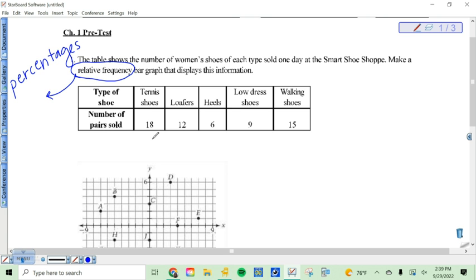Add them all up. Let's add them all up. What's 18 and 12 equal? 30. And what's 6 plus 9 equal? 15. And what's 15 plus 15? 30. What's 30 and 30? 60. There you go. We got our total. So now what?